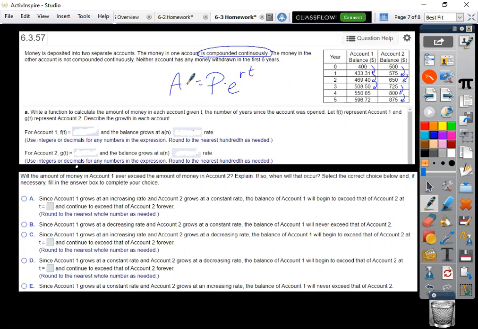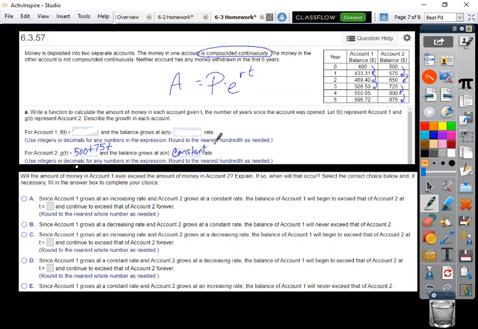The second one, because it's linear, growing by the same amount every time, that's where you take your starting amount, or like your y-intercept, and you add on how much it's increasing each time. So 75 times t here, the variable, pay attention to that. I think I got this one wrong the first time by using the wrong variable in the formula. And then the balance grows at a constant rate because it's always $75.